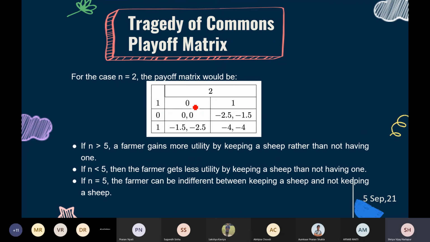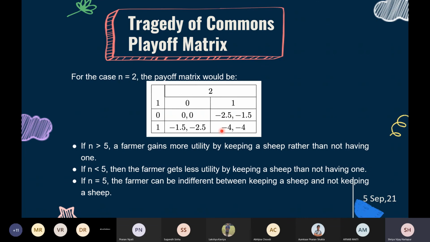If farmer 2 does not keep a sheep, then the possible utilities are minus 1.5 and 0. Now 0 is greater than minus 1.5, right? And so by not keeping a sheep, farmer 1 is maximizing their utility. Similarly, if we assume that farmer 1 has kept a sheep, now you can see the possible utilities for farmer 1 are minus 2.5 and minus 4. And this is greater than this, right?